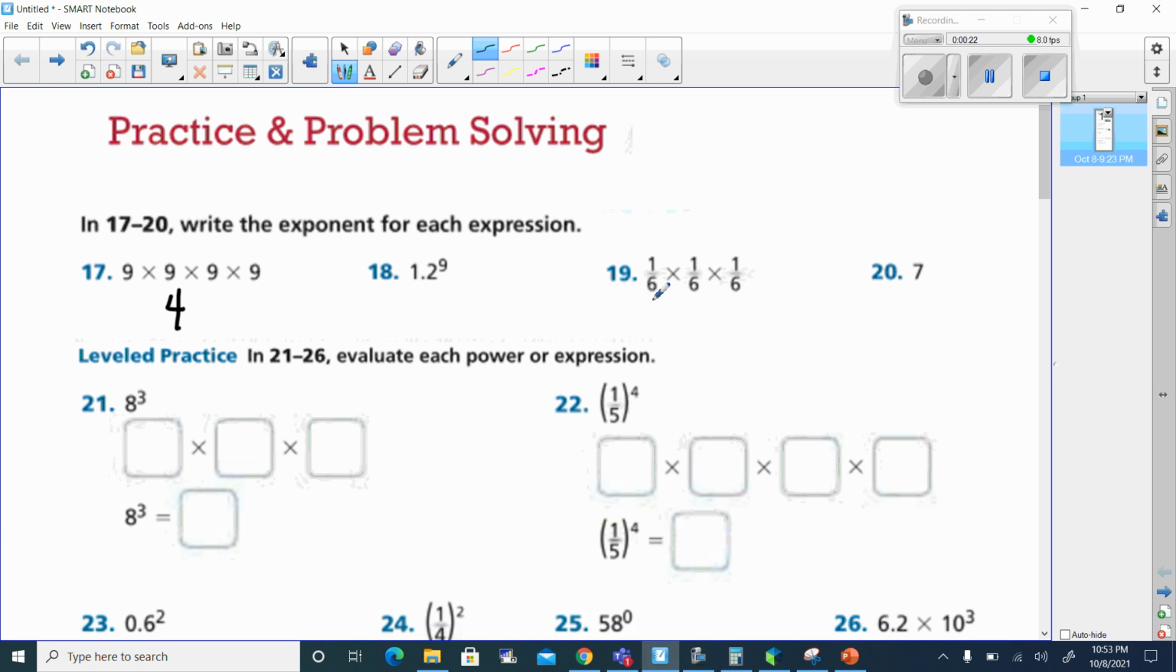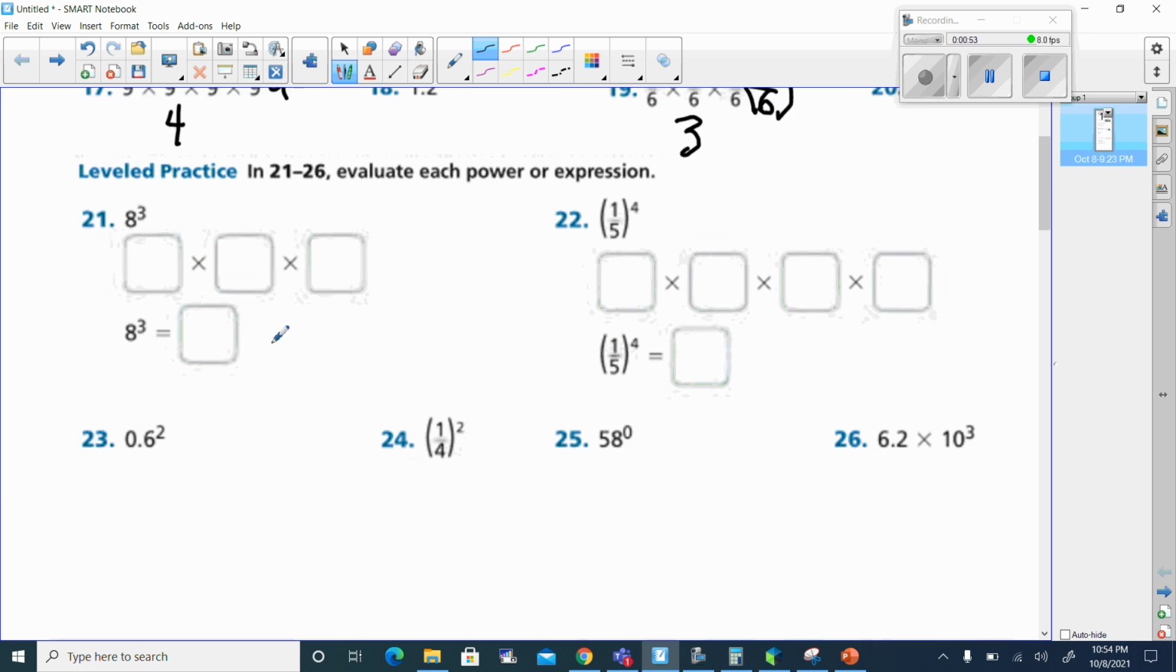Number 19, we have 1/6 times 1/6 times 1/6. That means we're multiplying 1/6 to itself 3 times, right? Which means our exponent is going to be 3, right? Because this would be 1/6 in parentheses to the 3rd power, right? And that's where we get our exponent 3 from, right? This would be 9 to the 4th power, and so that 4th power would be that exponent 4. All right, let's go to number 21.